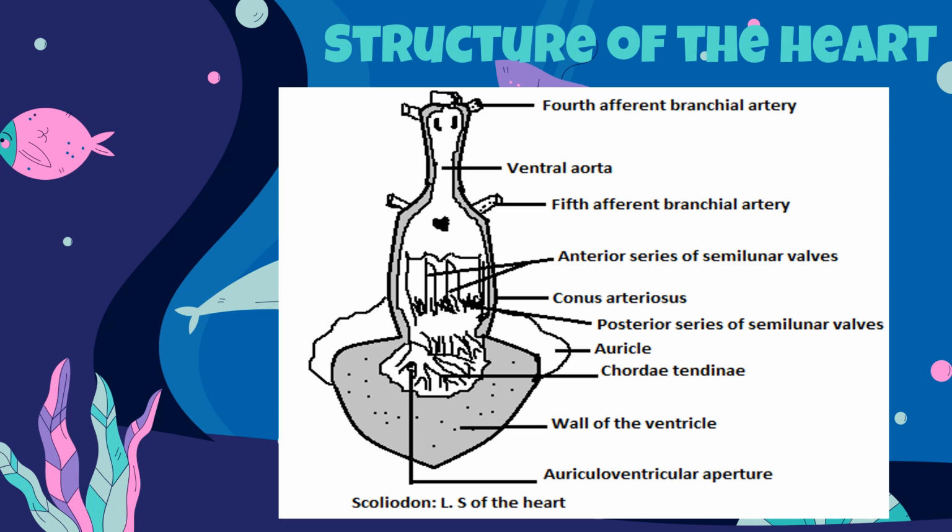The conus arteriosus is a stout median muscular tube arising from the ventricle. The lumen of the conus arteriosus is provided with two transverse rows of semilunar valves. To keep the valves in position, the free ends of the valves are attached to the ventricle wall by fine tendinous threads called chordae tendineae. The conus arteriosus is continued forward as the ventral aorta.